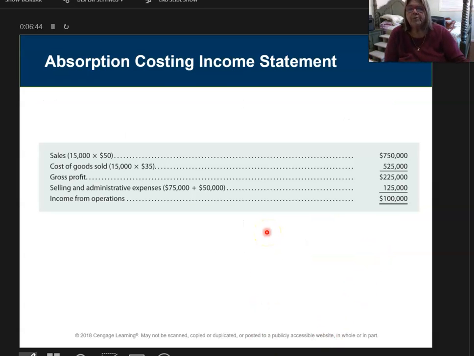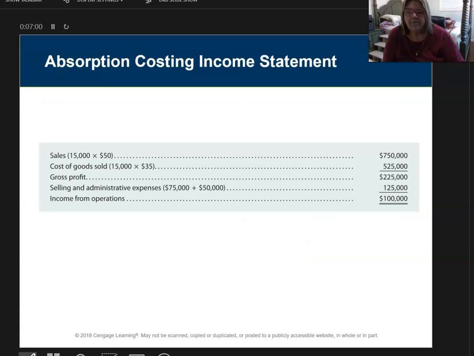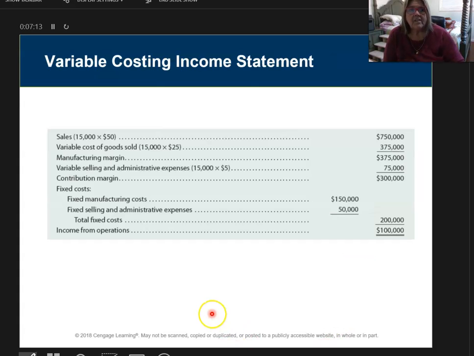Here's what it looks like with absorption costing. So I sell this many guitars. Here's my cost of goods sold. My cost of goods sold is my manufacturing cost because it has my fixed and my variable. And then I have my admin, my operating expenses, and there's my income from operations. This looks very simple and easy. But when we get to looking at the variable costing income statement, it looks a lot different, even though the end number remains the same.